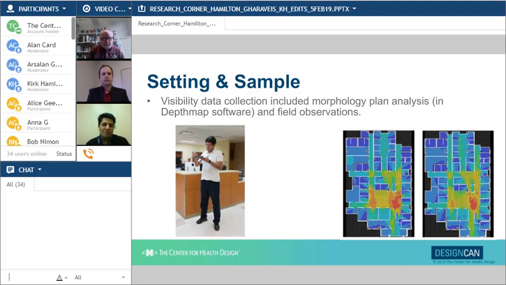So here we had just one site in this pilot study, but you can imagine for the main study, which had 4 sites, we were able to compare different sites according to the levels of visibility based on the findings of the depth map software.